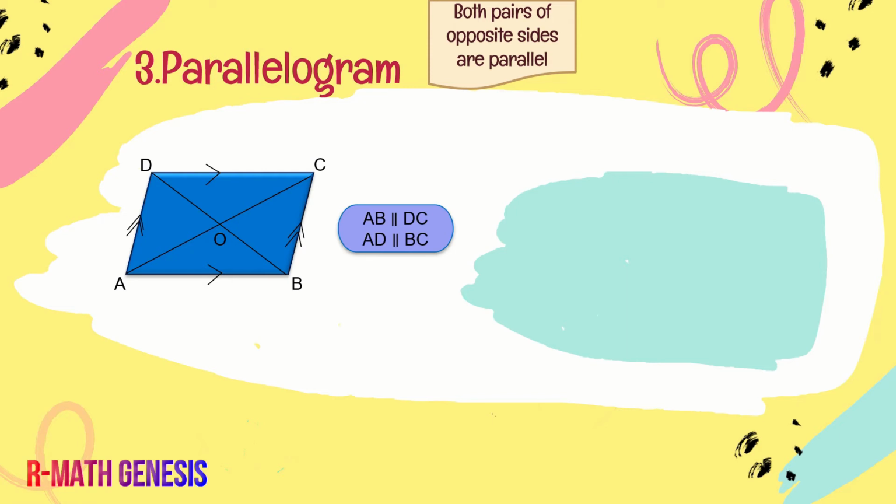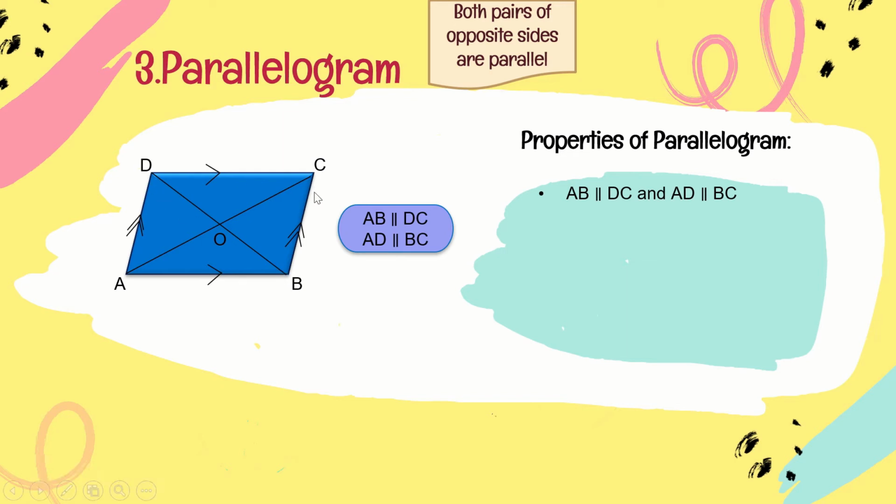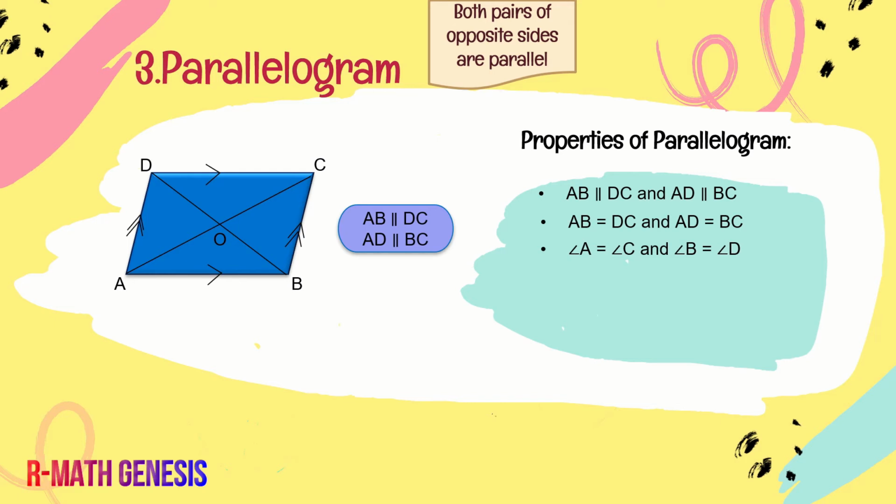Now we'll see the properties of a parallelogram. In parallelogram ABCD, opposite sides are parallel. We already know that AB is parallel to DC and AD is parallel to BC. The second property is that opposite sides are equal as well, which means AB is equal to DC and AD is equal to BC.